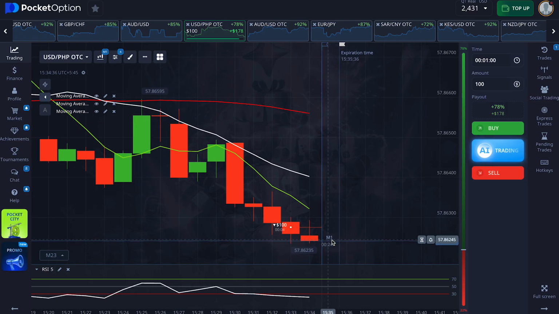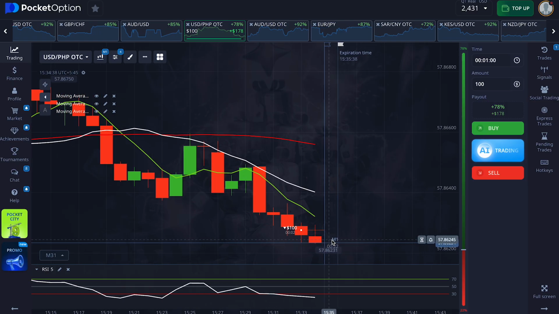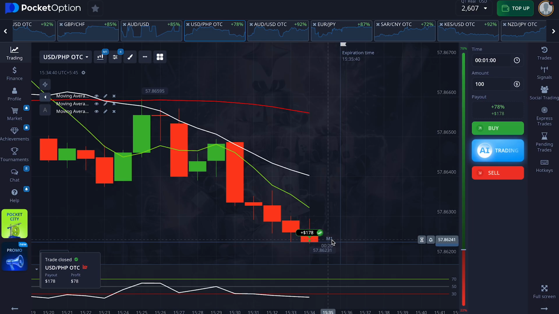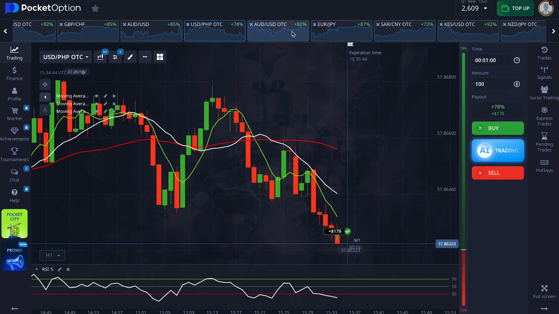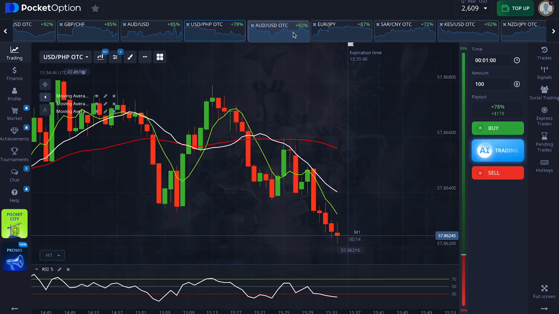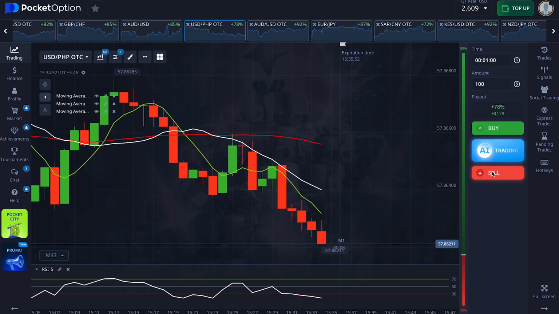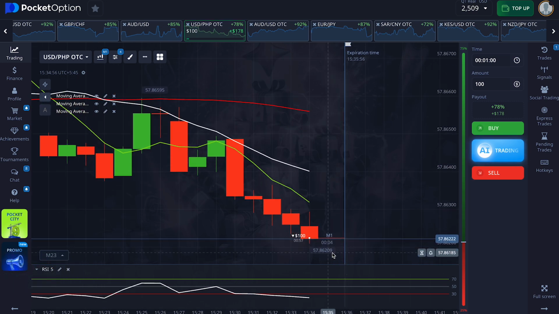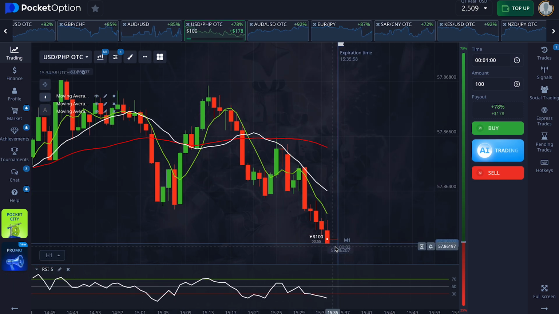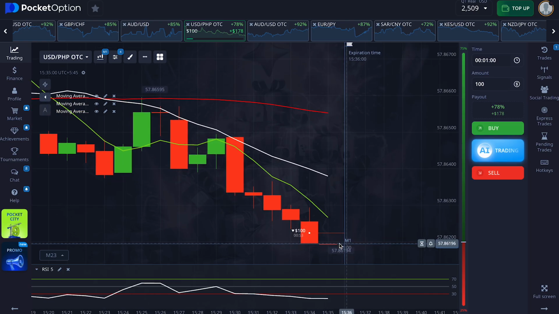6, 7 remaining, 5, 4, 3, 2, 1. Okay, we made another successful trade here, and now we'll go for the last trade of the day. So let's search for another. I think we can do a trade here again, because every indicator is showing the downtrend, and I have already explained why I sold here in the previous trade.